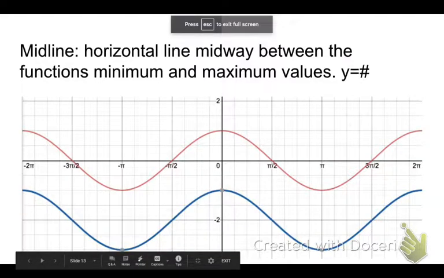So here's a screenshot of the y equals cosine x function and y equals cosine x minus 2 function. So for my original parent function, or the cosine function in red, I have a maximum at +1, a minimum at -1. So halfway between is going to be the line y equals 0. That represents my midline.